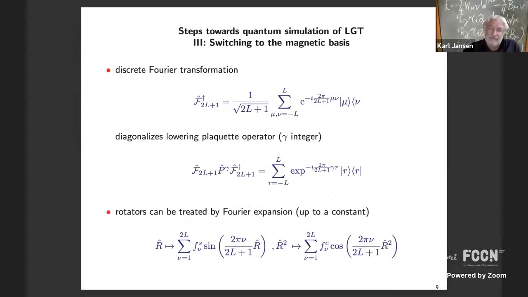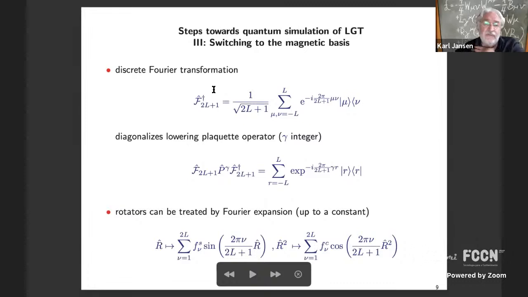And now comes the point that we can switch from the electric basis to the magnetic basis through a discrete Fourier transformation. So here's my Fourier operator. This is a discrete Fourier operator where we have states nu and mu, and I sum over all the possible mu and nu in the Fourier transformation here from -L to +L.